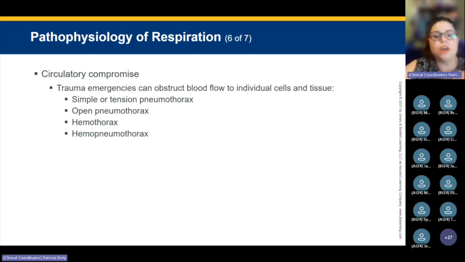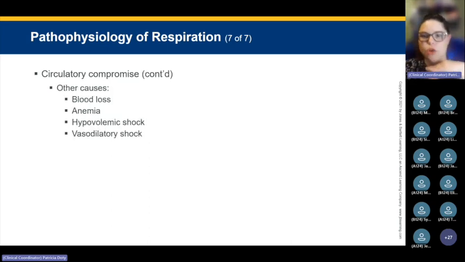Circulatory compromise, you have obstruction of blood flow to the individual cells and tissues, which can be related to trauma emergencies, such as a simple tension pneumothorax, an open pneumothorax, a hemothorax, and then the hemopneumothorax. And you're going to go into all of those later on, more in definition. Other causes can be blood loss, anemia, hypovolemic shock, and vasodilatory shock.